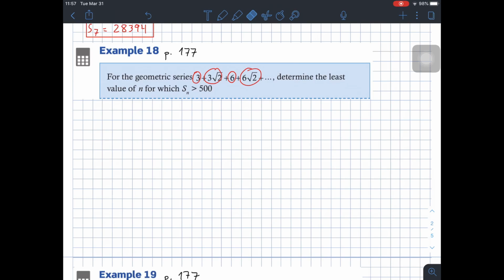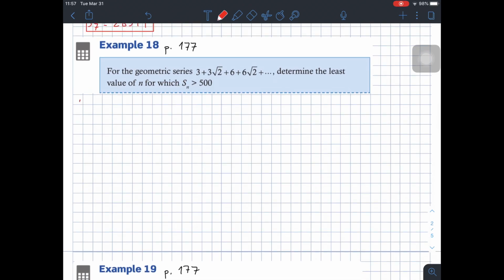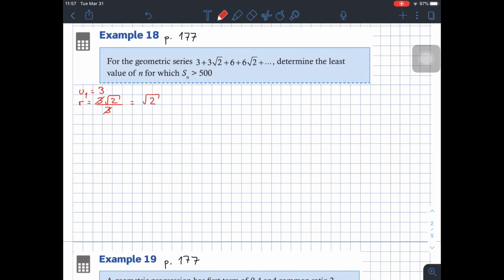Okay, so once again, there are various ways of solving this. First of all, in this case, we're told that this is geometric, so we don't need to do a proof. So u1 would be 3, and the common ratio would be 3 root 2 divided by the first term, 3. We can simplify this, and we get that the common ratio is root 2. Okay, so determine the least value of n for which S of n is 500.